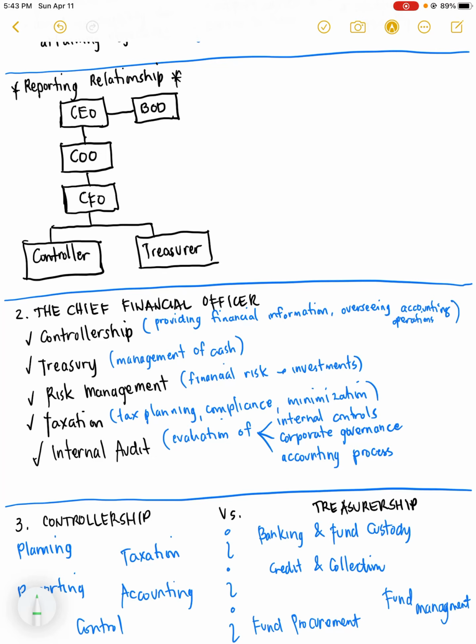On the other hand, when we talk about treasury, from the term itself, it includes the management of cash. And when we say management of cash, we're talking about how you are going to manage your cash and custody of it, which includes banking, which includes how you are going to invest your funds, whether you are going to invest it in a short-term or a long-term financing.